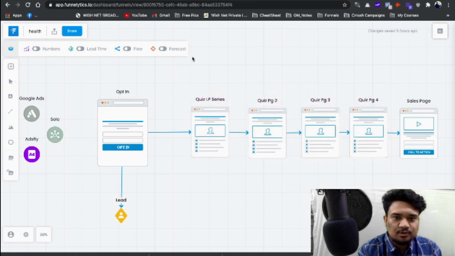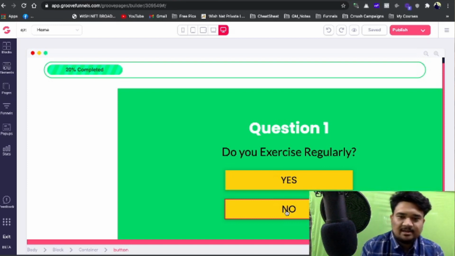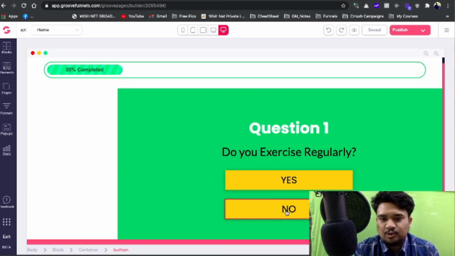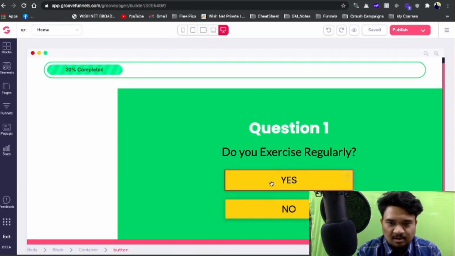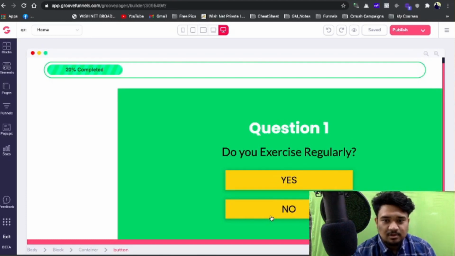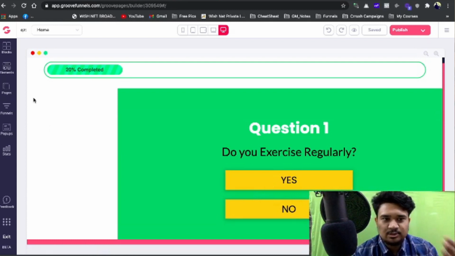Now I'm going to show you how it needs to be done. So guys, this is how a quiz page should look like. There should be a progress bar, which is compulsory, followed by a question and two options. Okay, like, do you exercise regularly? Then there will be two options, yes or no. Now if someone clicks on yes, or if someone clicks on no, irrespective of what he or she clicks, he or she should be redirected to my second page, that is quiz page 2.